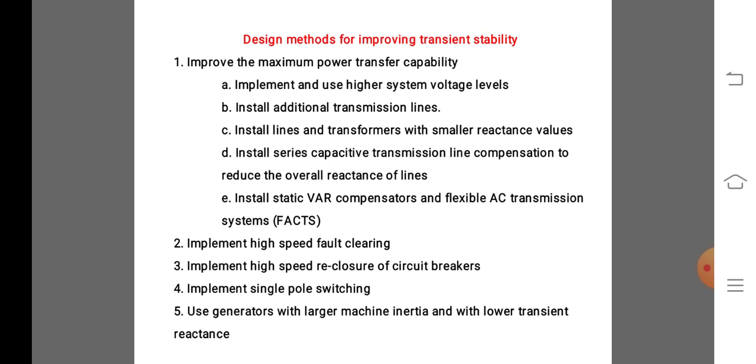The power quality must have certain minimum standards within the tolerance or limits, such as constancy of frequency, constancy of voltage, and level of reliability. Some implementations are high speed fault clearing, high speed reclosing of circuit breakers, single pole switching, and using generators with larger machine inertia and with lowest transient reactance.